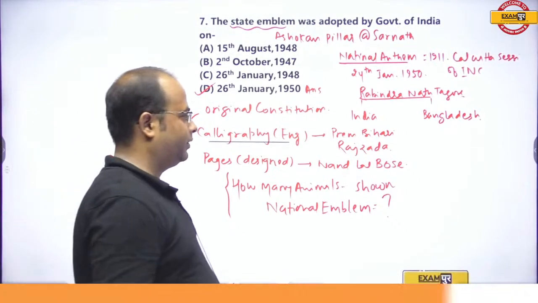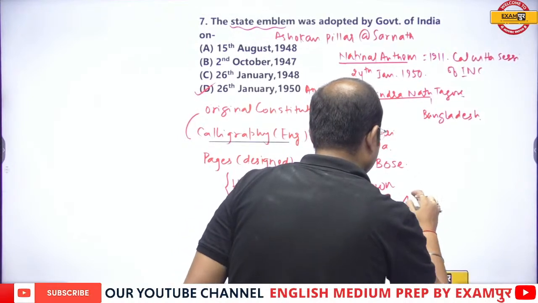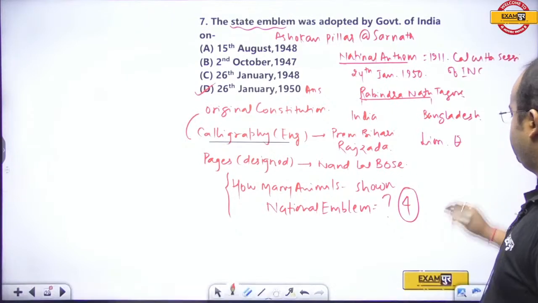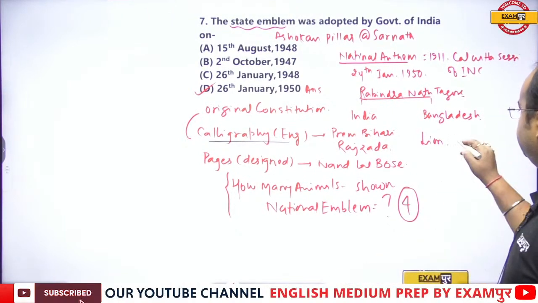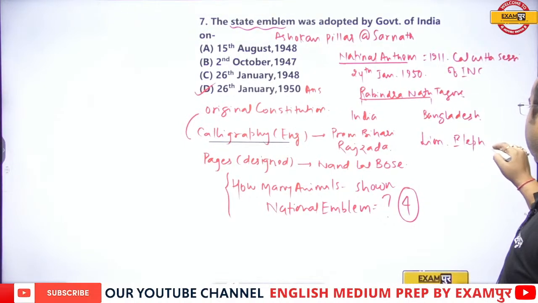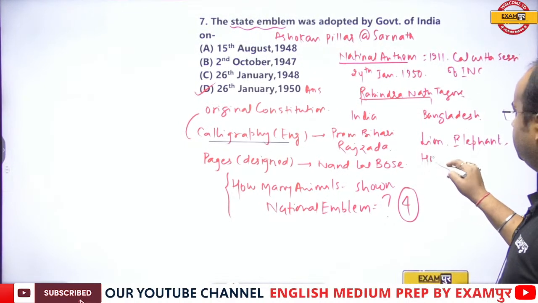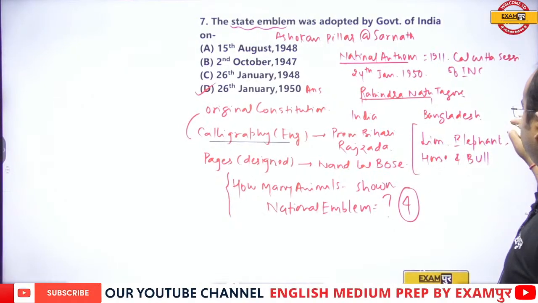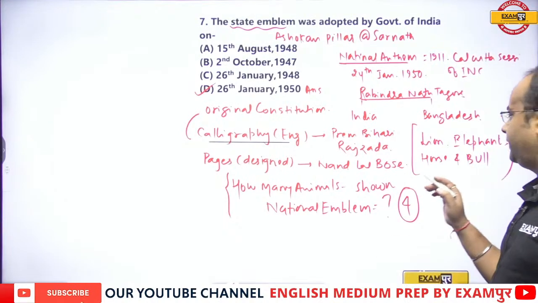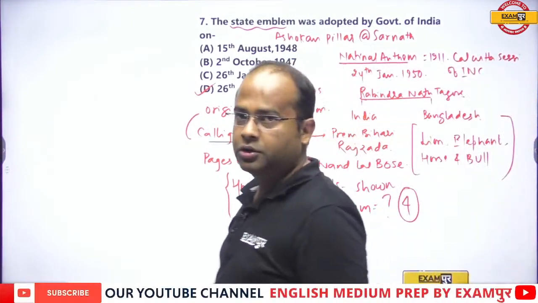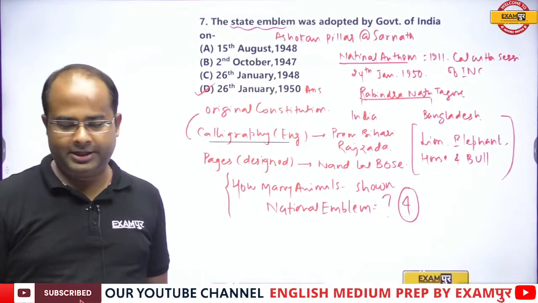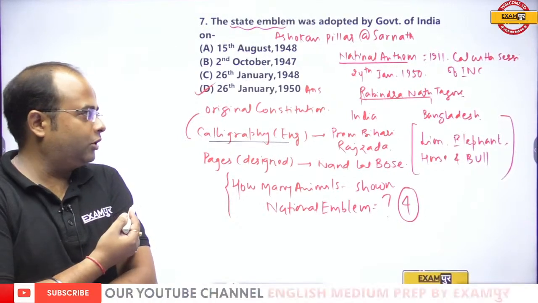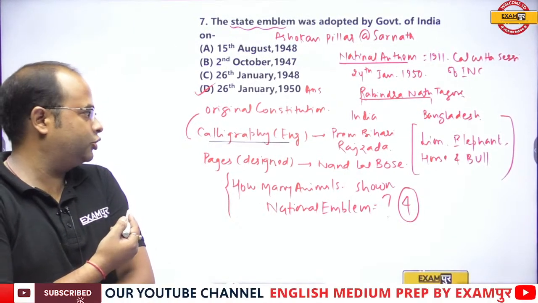So in total we have 4 animals: lion, elephant, horse and bull. So the correct answer of this question, guys, is state emblem, adopted on 26 January 1950, and in total 4 animals are shown.